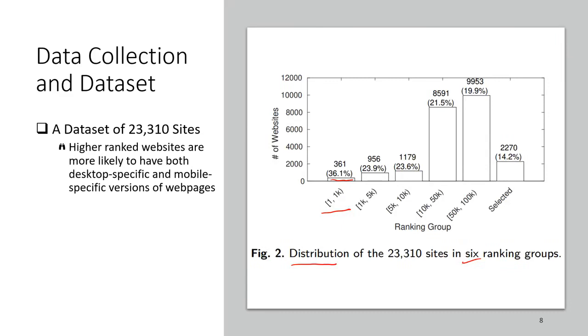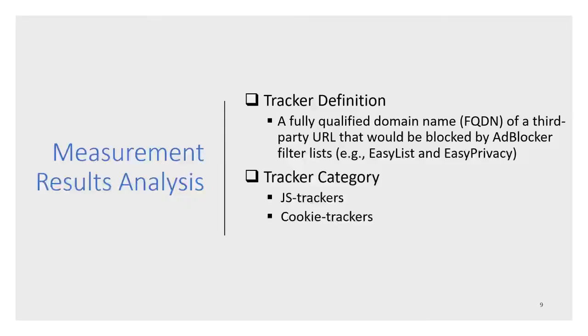So now we have the dataset ready. So next, let's check and compare the tracking practices on those mobile websites and desktop websites in the dataset. In this section, I will present some interesting results about web tracking on mobile and desktop environments. So first, I will introduce the definition of a tracker in our work. A tracker is a fully qualified domain name of a third-party URL that would be blocked by adblock filter lists, for example, EasyList or EasyPrivacy.